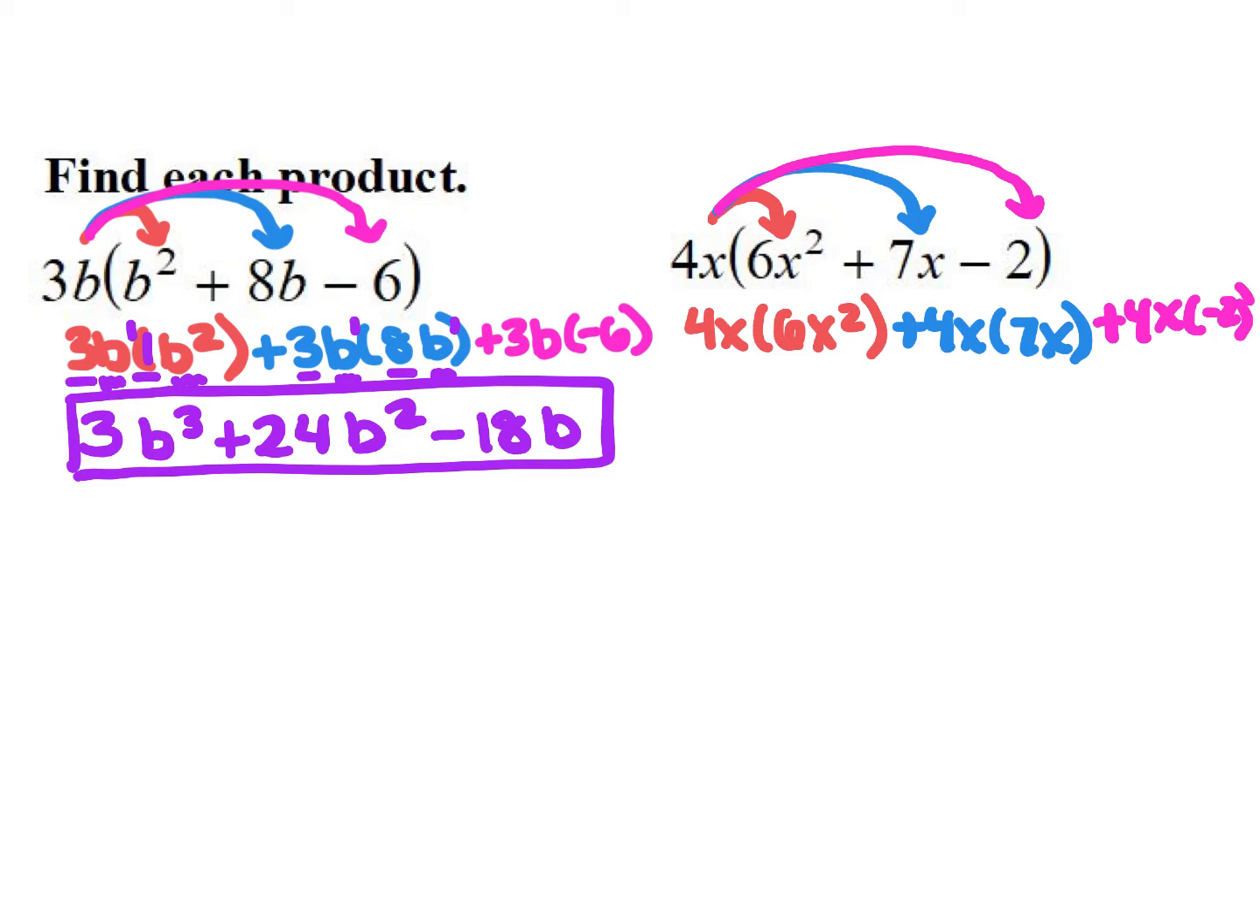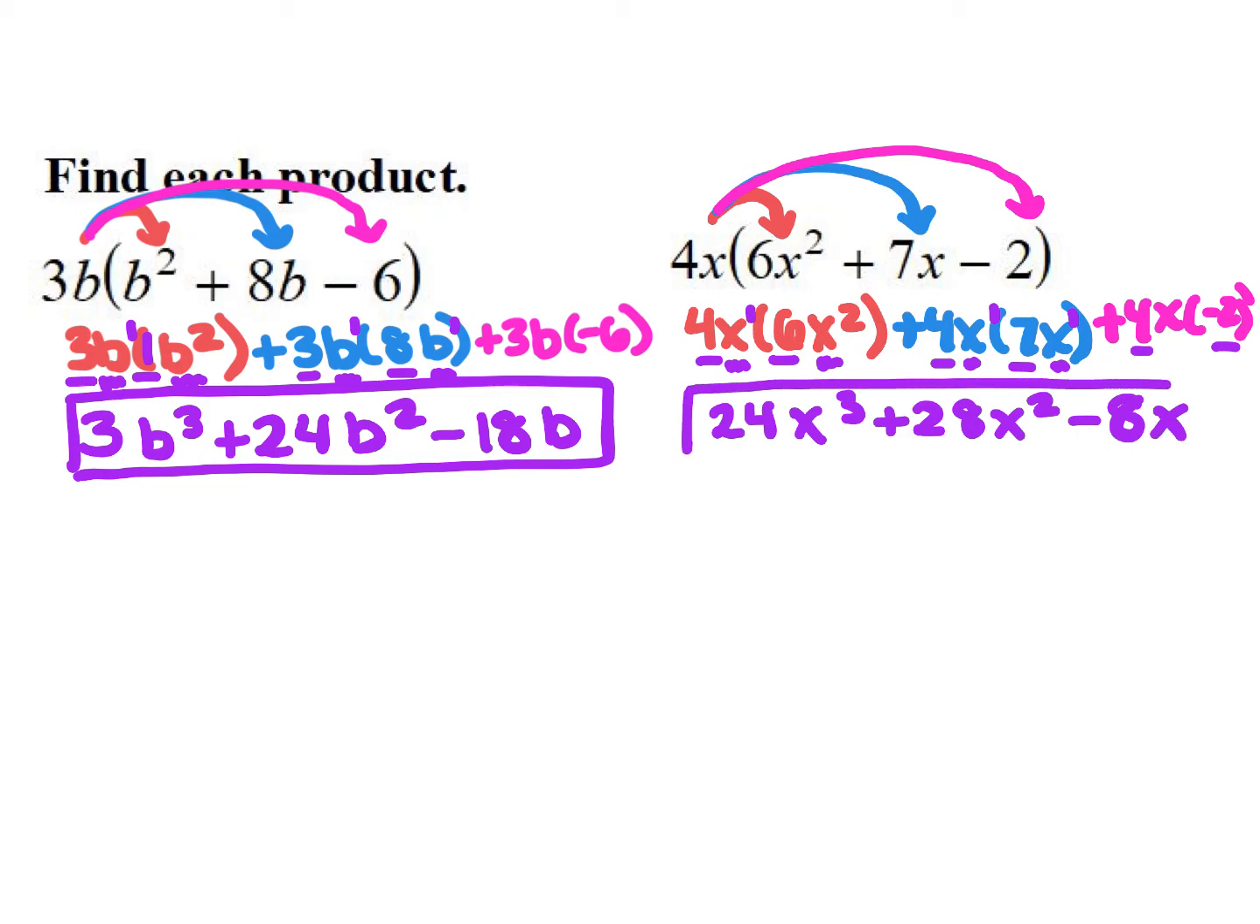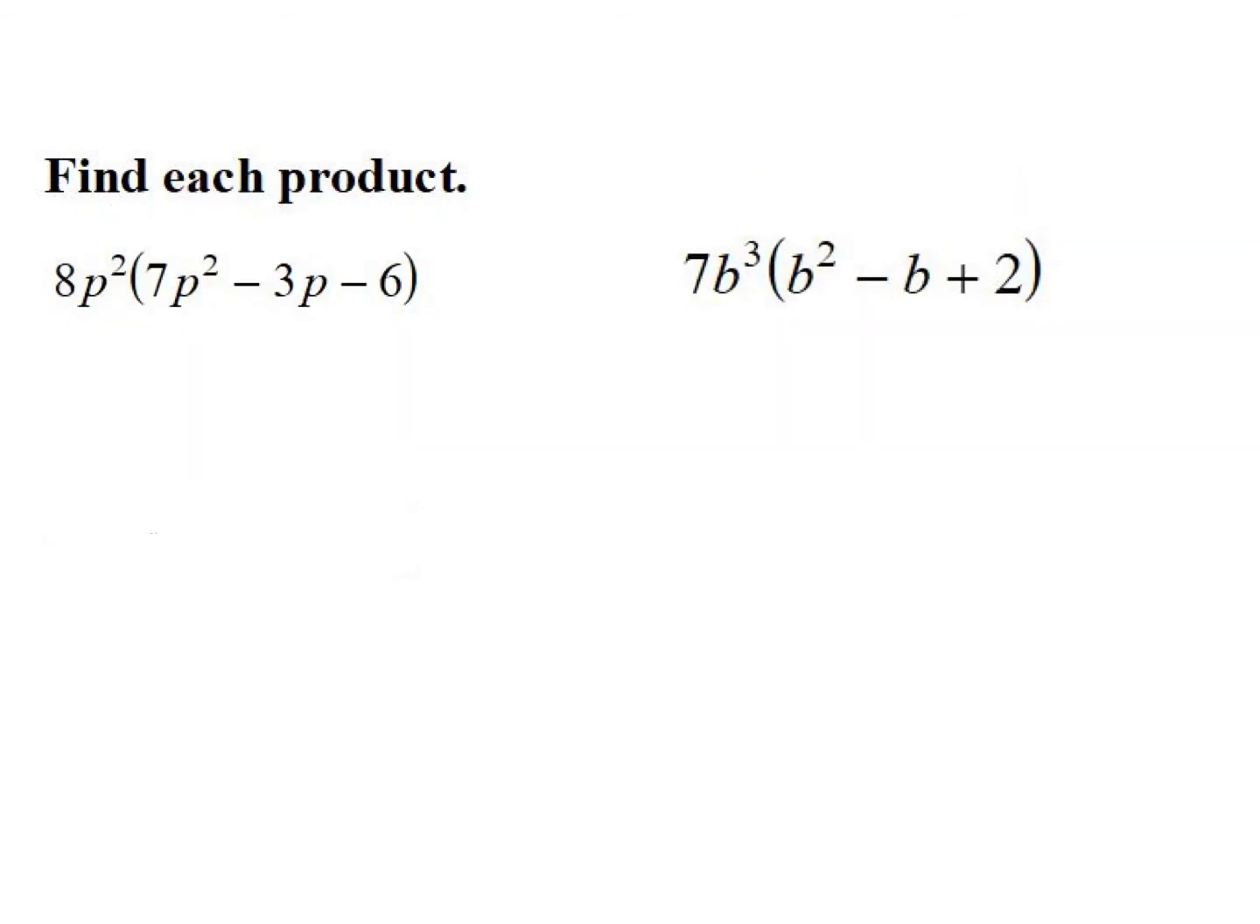So when I do this and I simplify, I do 4 times 6 gives me 24, and this is x to the first. So x to the first times x squared is x to the third. Then I have 4 times 7 gives me 28, and these are both x to the first power, so the two x's combine to be x squared. And then lastly, the 4 times negative 2 becomes minus 8. There's just one x, so it's minus 8x as our final answer.